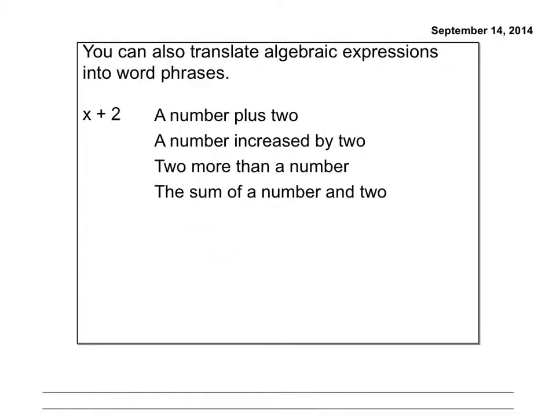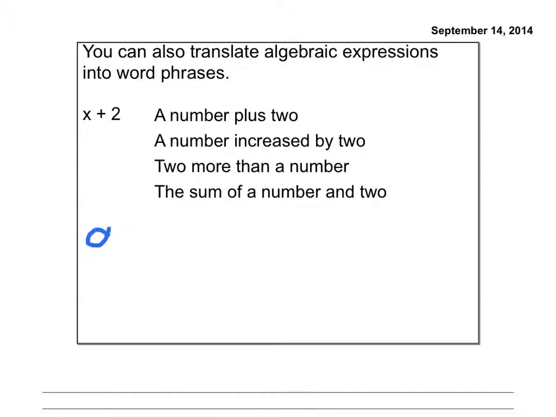You can also translate algebraic expressions into word phrases. For example, x plus 2. That can be a number plus 2. It can be a number increased by 2. It could be 2 more than a number. Or it could be the sum of a number and 2. So there are many ways that you can translate an algebraic expression into a word phrase.